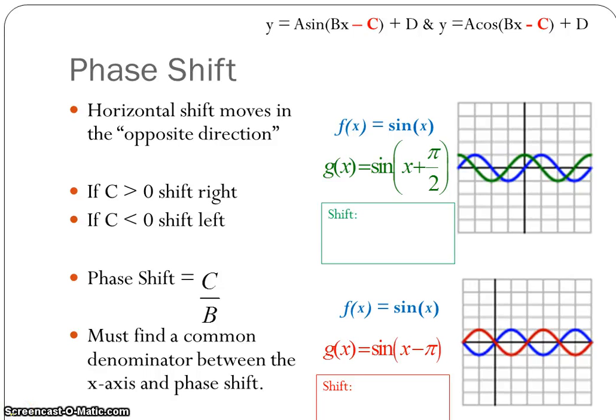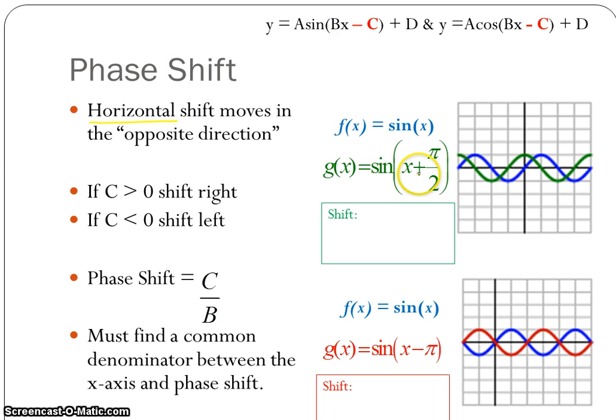Okay, class, we are moving on to the final kind of shift, which is a phase shift, which is a horizontal shift. And if you remember from Algebra 2, horizontal shifts are always moving in the opposite direction as the sign would indicate. So here, I want you to be aware that the original equation has a minus c. Okay, so it's a minus.